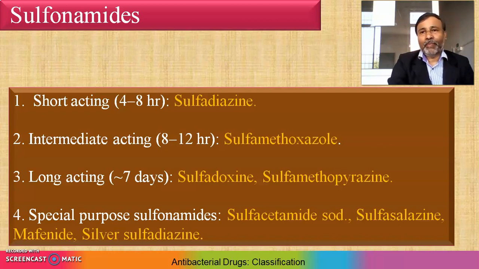Sometimes a sulfonamide may be useful for skin purposes, for ophthalmic purposes, and likewise. That's why it is called a special purpose sulfonamide. Examples: sulfacetamide sodium, then sulfasalazine, mafenide, and then silver sulfadiazine. So special purpose here indicates its application, specifically its specific use. So this is about sulfonamide.